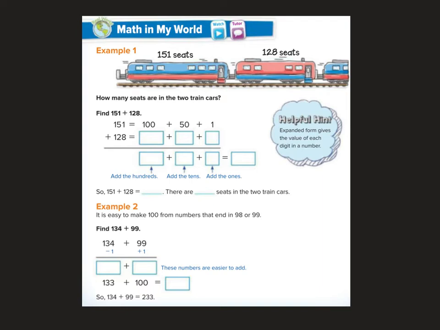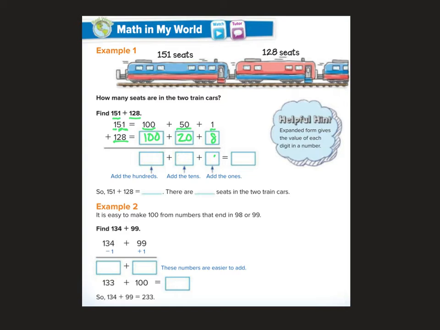Example 1. How many seats are in the two cars? So we're looking at 151 plus 128. So if we use expanded form, I'm going to break it apart. The 1 is worth 100, plus the 5 is worth 50, plus the 1 is worth 1, and so on. Now if I add the ones, add the tens, add the hundreds, I can get to my answer. So let's look at what that would look like.